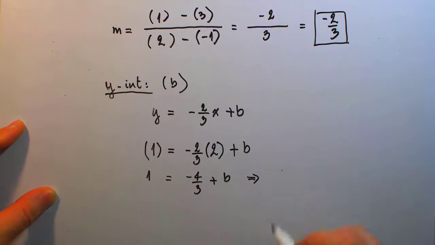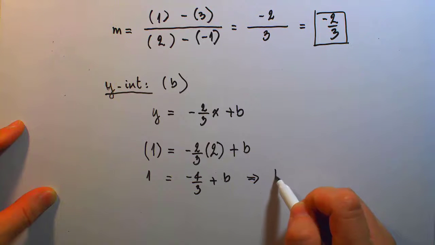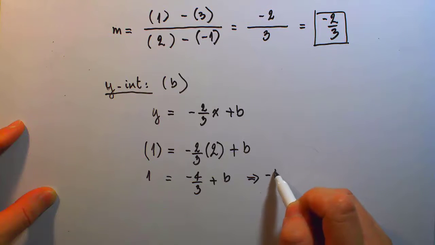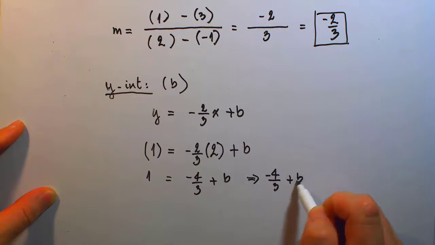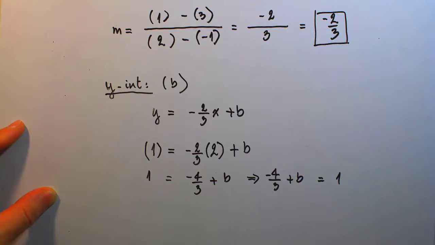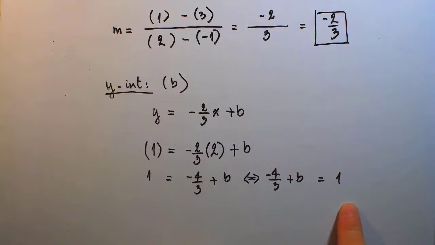So this equation can be written logically equivalently as negative 4/3 plus b on the left equals 1. These two equations are logically equivalent, so you can write it whichever way you are more comfortable with. I'm going to go with the form where I believe a good majority of people are more comfortable, putting the unknowns on the left hand side. But it would work the same if we stay with this form.